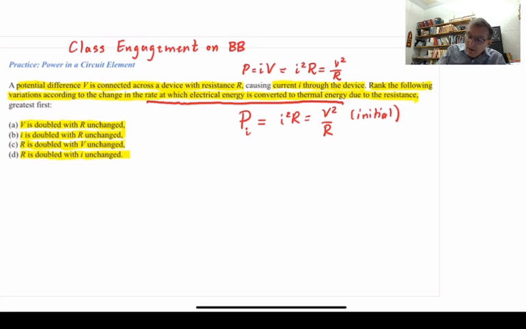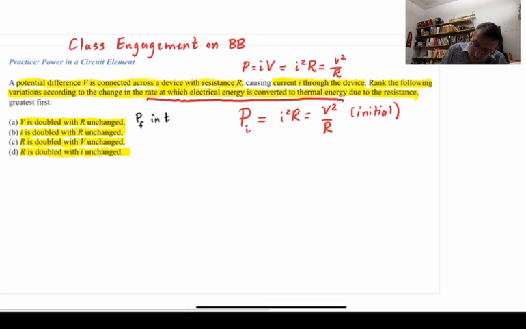So in each one of those, I want you to find an expression for P final in terms of this P initial for each one, and then rank those P finals from biggest to smallest. Okay? That's our task. And then we will be talking in class about power for circuit elements in electric circuits. And that's all for this video.